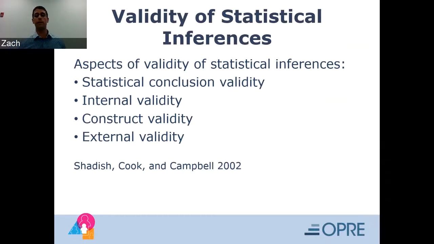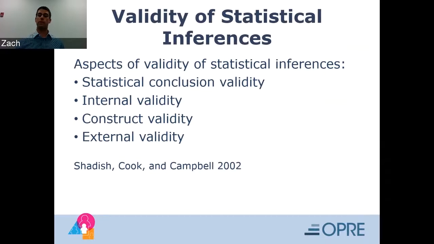The first would be statistical conclusion validity. This would be conclusions about the relationships among variables. This would really refer more to correlations between variables rather than causation. Having appropriate statistical power and good measurement would both be aspects of statistical conclusion validity.